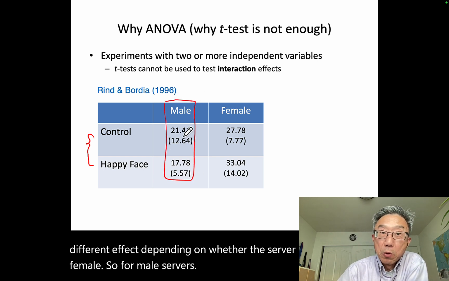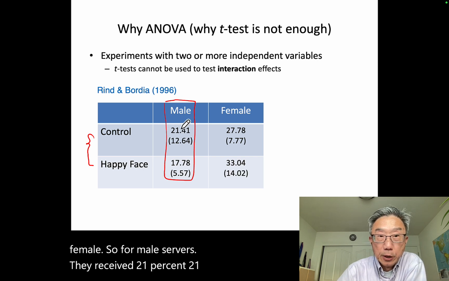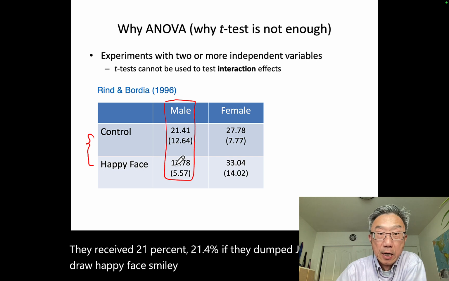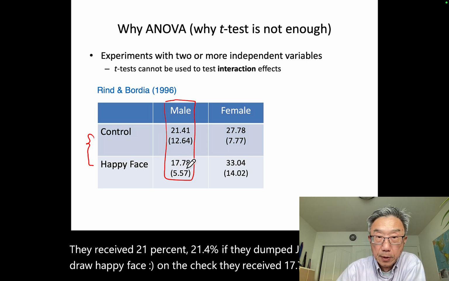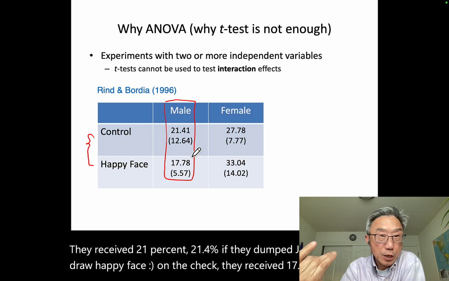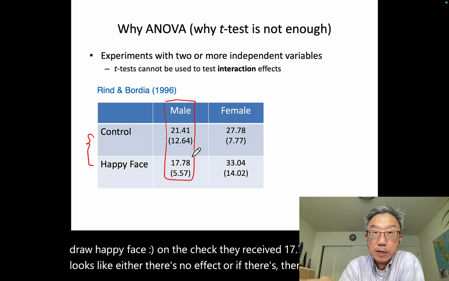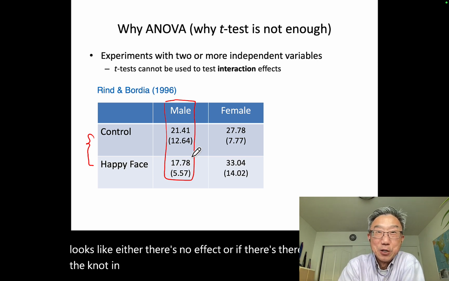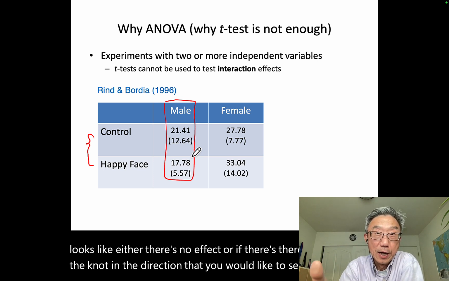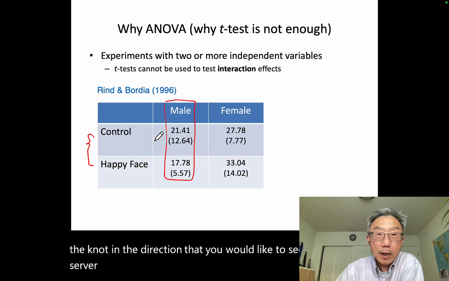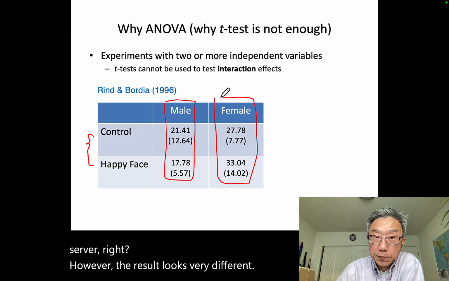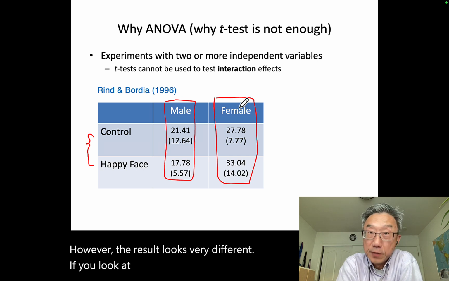they received 21.4% if they don't draw a smiley face. When they draw a happy face, a smiley face on the check, they received 17.78% tip. So it looks like either there's no effect, or if there is an effect, it's not in the direction that you would like to see if you were a server, right? However, the results look very different if you look at the data for the female servers.